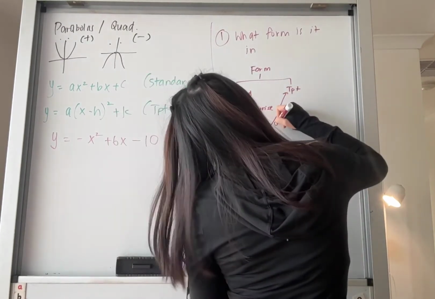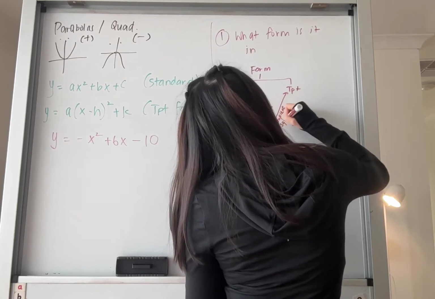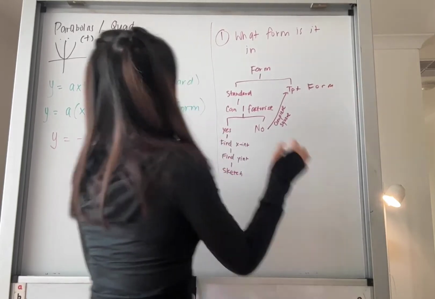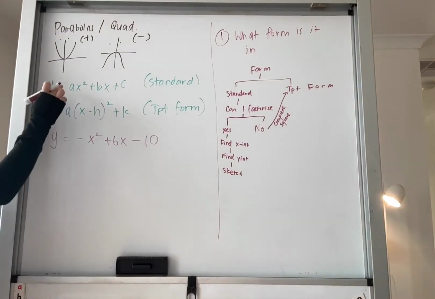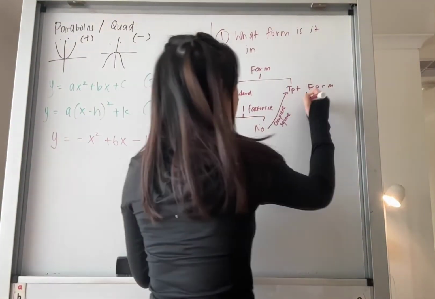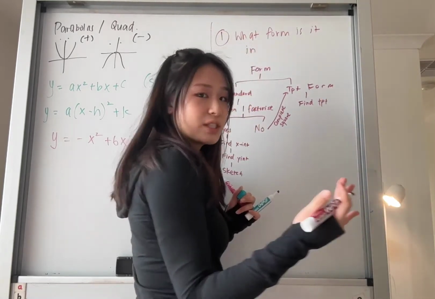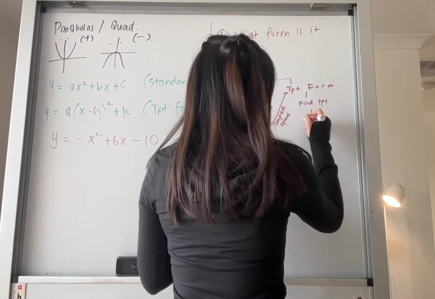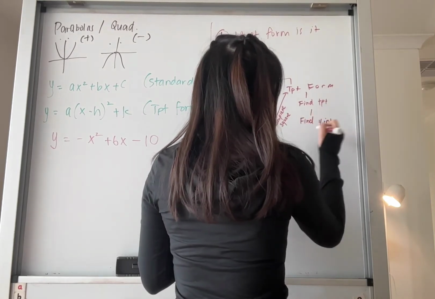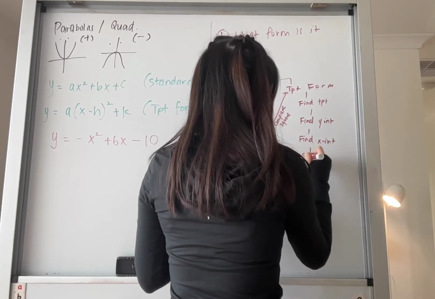Let me just complete the square to get it into turning point form. Okay? So what you're able to do is, if you complete the square on this, you can get it into this form. And then from here you find the turning point, which is shown to you inside the form itself. And then find y-intercept, find x-intercept, and then you sketch.